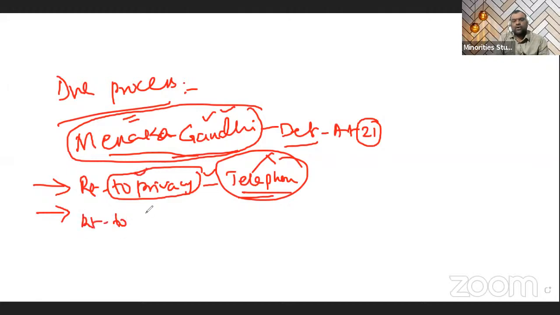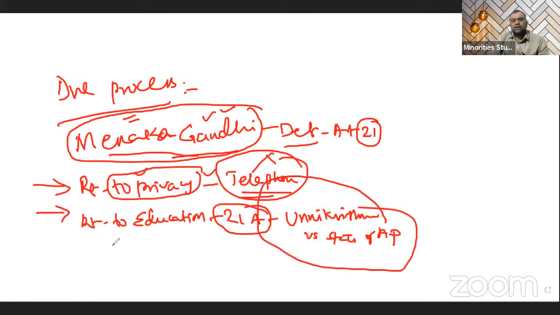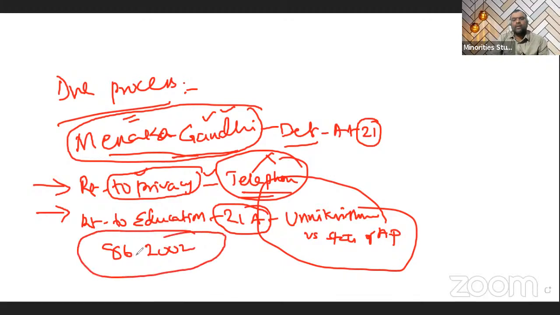And right to education. Yesterday somebody asked me the question, sir, is right to education a fundamental right or not? Yes, it is 100% a fundamental right. Right to education, Article 21A. The case study is Unnikrishnan versus State of Andhra Pradesh. It was inserted through the 86th Constitutional Amendment Act 2002. It came into force in 2009. Right to Education Act, very, very important.